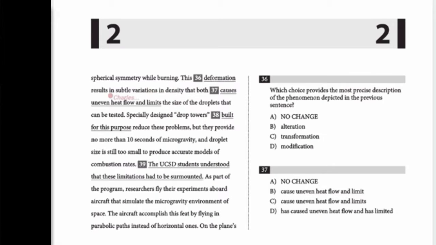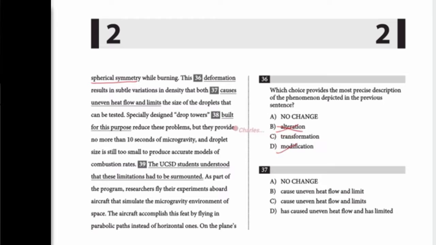This deformation results in subtle variations in density that both causes uneven heat flow. So this deformation, alteration, transformation, modification. If it's losing spherical symmetry, the droplets are losing their shape, which is a deformation. The form is the spherical symmetry. So it's not just an alteration. It has to be more than that. It's an alteration in shape. It's not just any modification. It's changing shape.